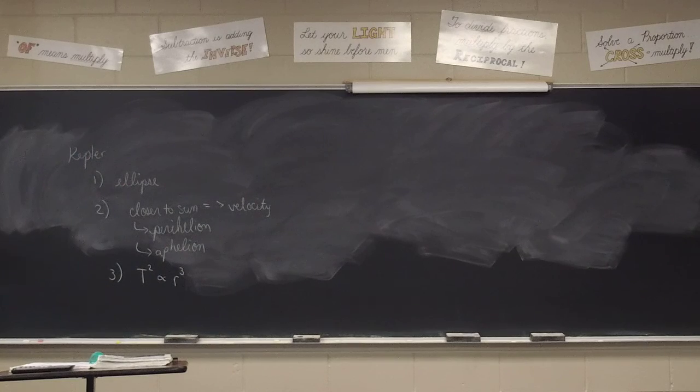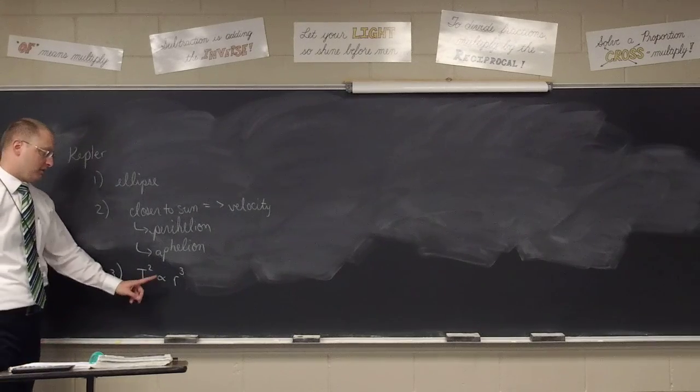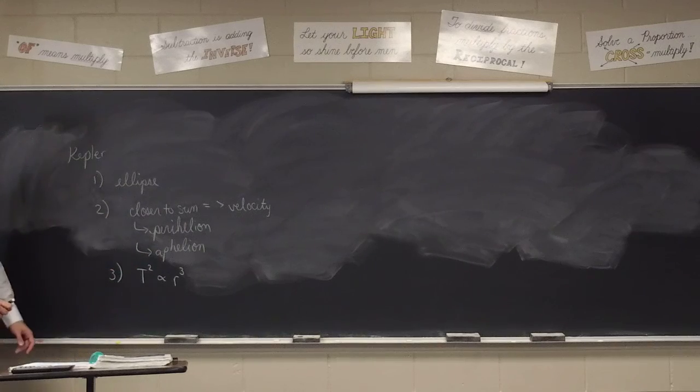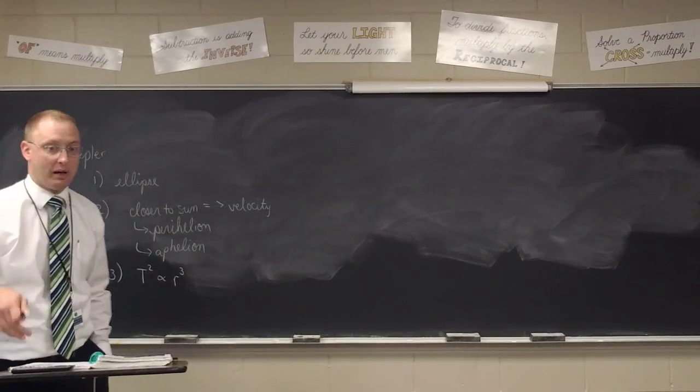Now, again, it's not circular, so there's not a true radius. R means the average distance from planet to sun. So the square of the period is proportional to the cube of the average distance. That's the law of periods. But practically speaking, planets that are closer get around in less time.